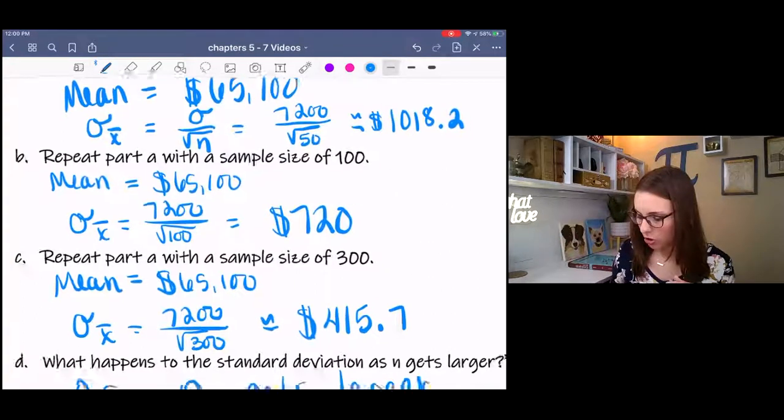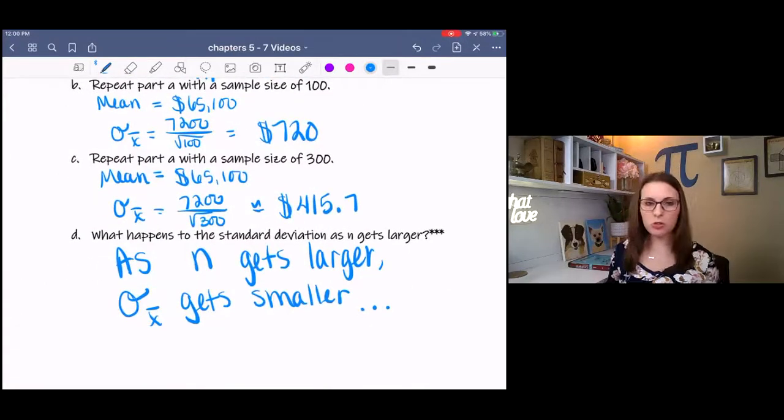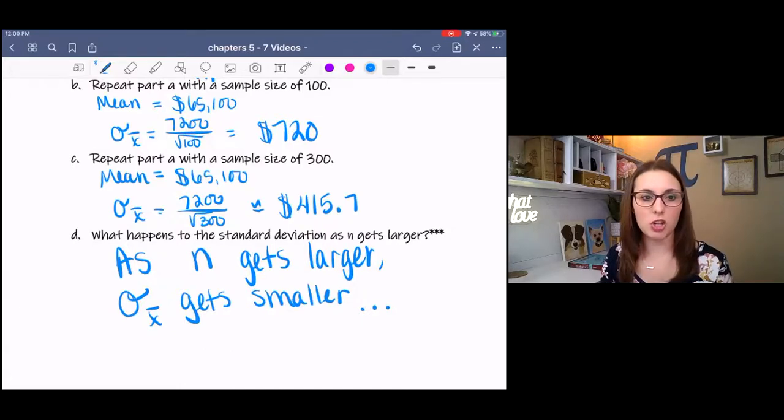So I just want to show the importance that larger samples are going to get you more accurate information. It's going to shrink down that standard deviation. It's going to shrink down the error. It's going to shrink down all the inaccuracies, and you'll get closer to the population mean.